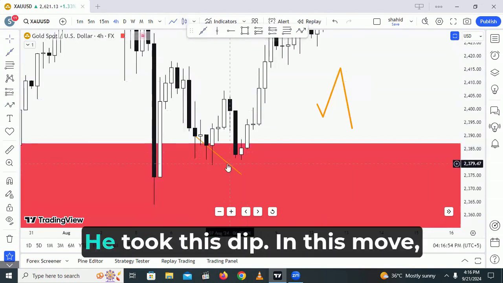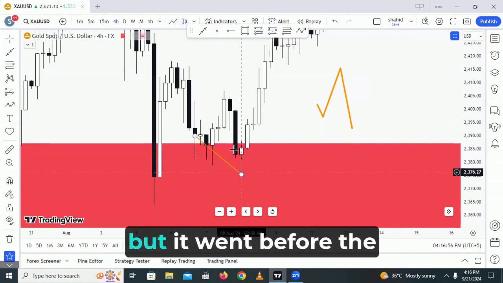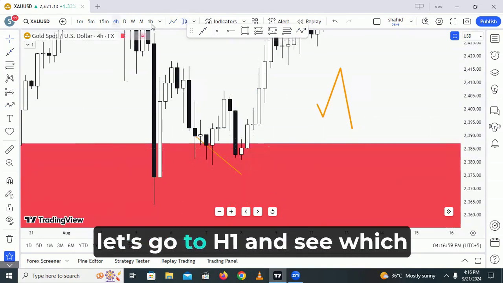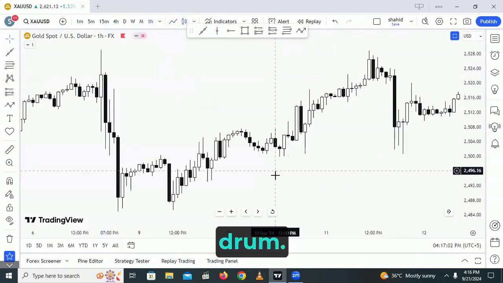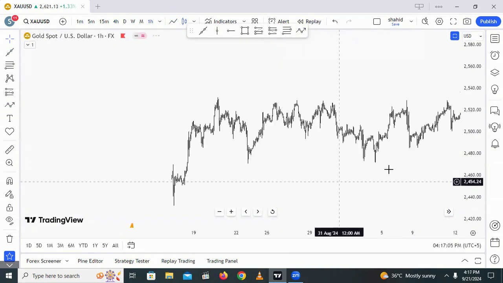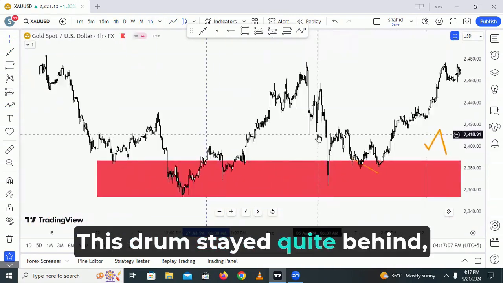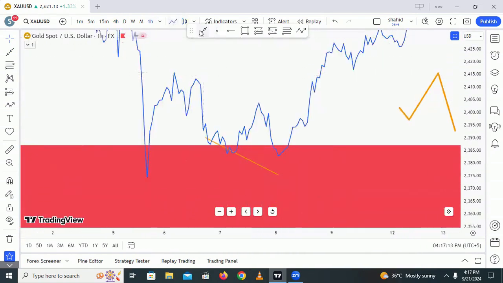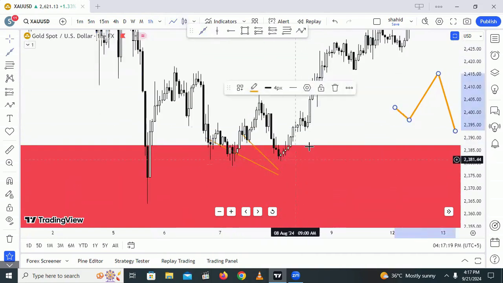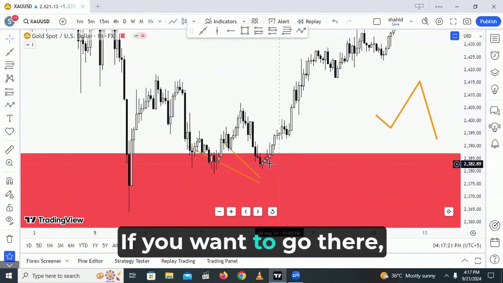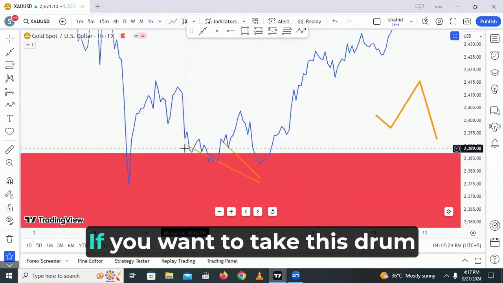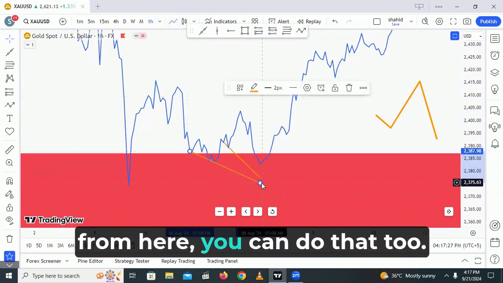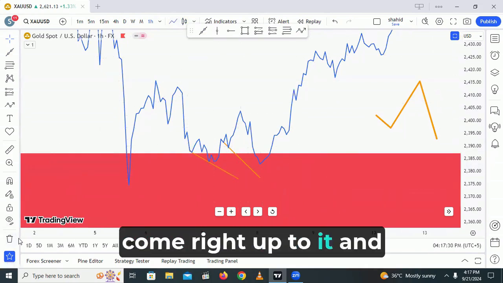What did it dip here? It took this dip. In this move, we had to catch it, but it went before the trend line. So let's go to H1 and see which trend line it came out from. Drum. This drum stayed quite behind. Now this drum. If you want to go there, you can drop it from there too. If you want to take this drum from here, you can do that too. Okay, come right up to it and find it straight.